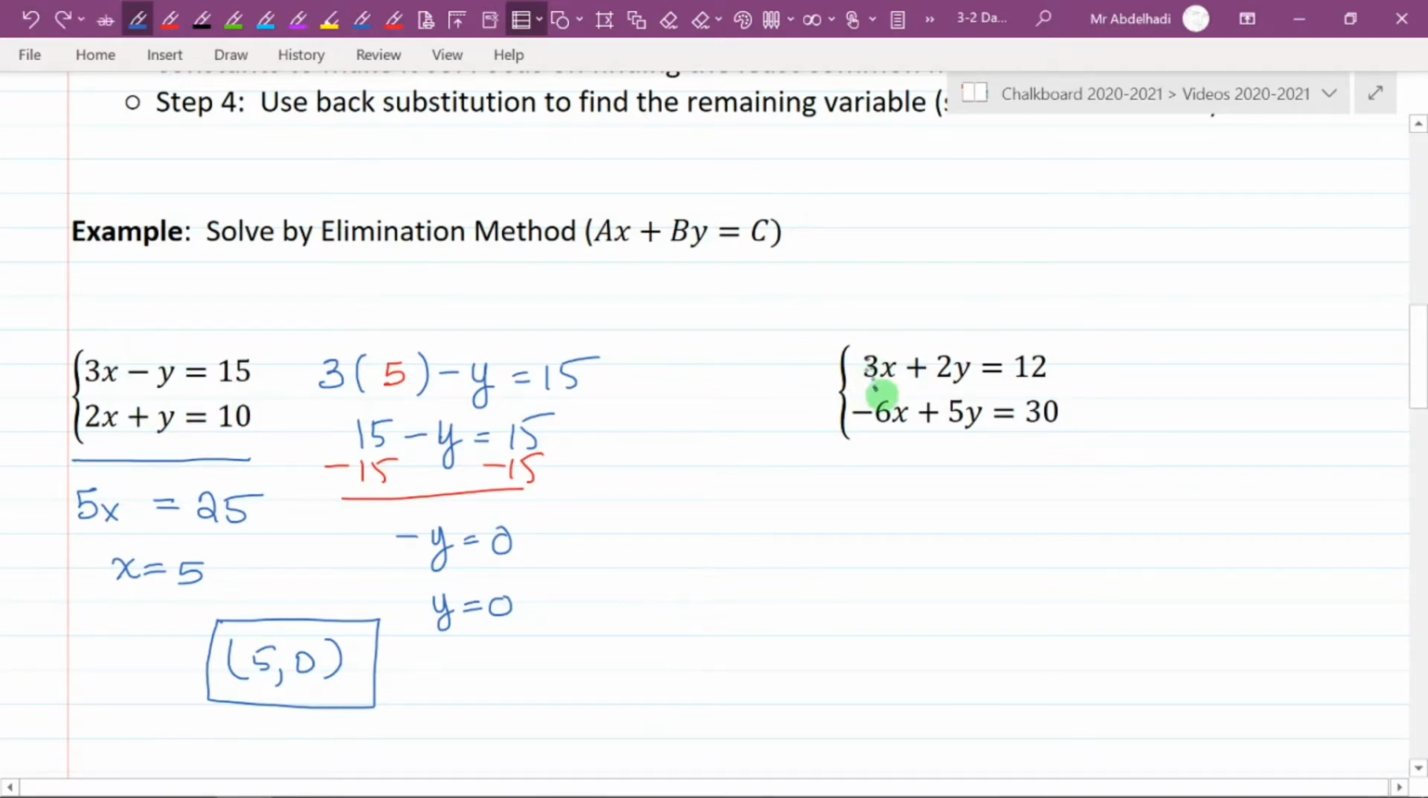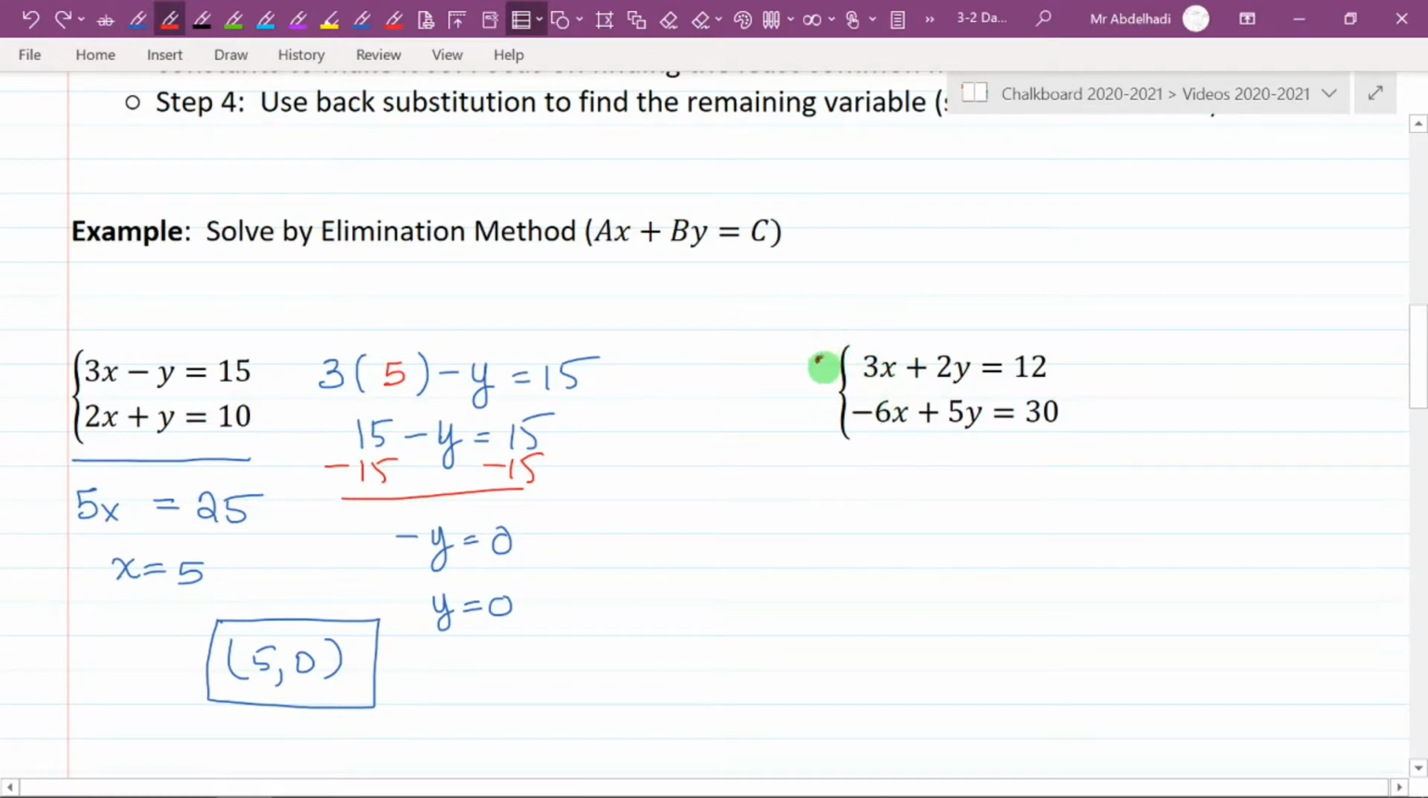Okay? So you look over here and say, all right, this is a 3, this is a 6. They're not the same thing. They're not going to cancel each other out. This is a 2, this is a 5. They're not the same but opposite signs. They're not going to cancel out. But if I were to multiply this by a 2, wouldn't this become 6x? And wouldn't that cancel out the negative 6x right below it? So that's what I'm going to do.